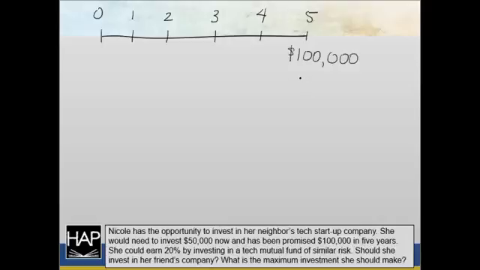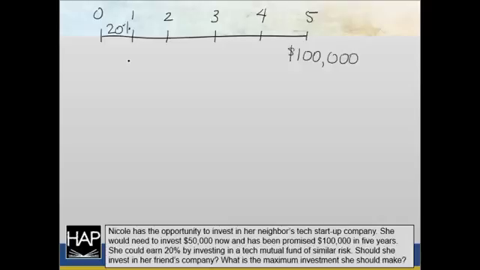Because of the process of discounting, $100,000 in 5 years is worth less to me than $100,000 today. I know that if I were to invest in an investment of similar risk, I could earn 20% on my investment from a mutual fund. So I need to figure out whether or not my neighbor's company giving me $100,000 in 5 years is going to be worth more or less than the 20% mutual fund that I would invest in.